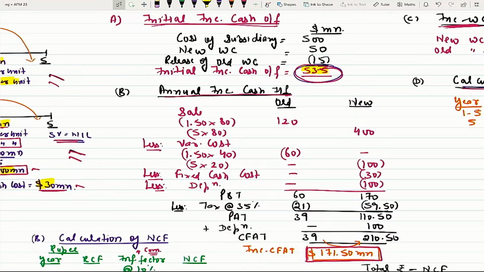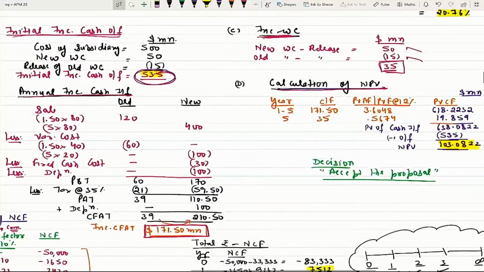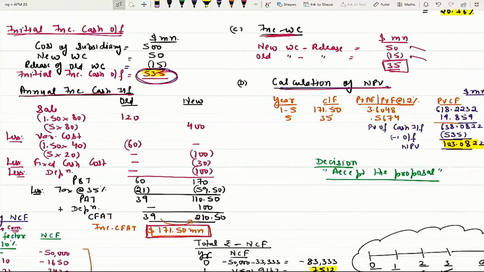Initial incremental cash outflow is 535. Annual incremental cash inflow would be 171.5. Sale of old, new, fixed cash cost, depreciation, PBT, PAT, depreciation, CFAT we get, and then incremental working capital and NPV. I think the discounting factors were given to you. This is one of the common repeated questions in the exam.